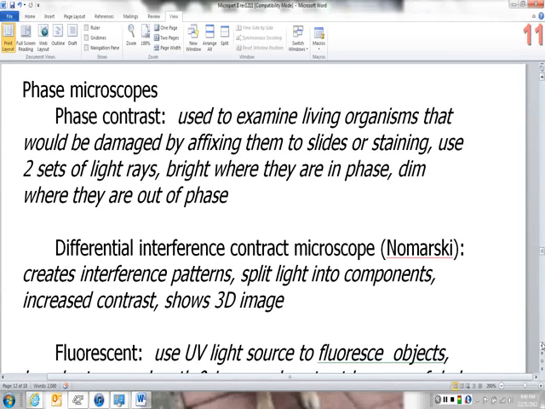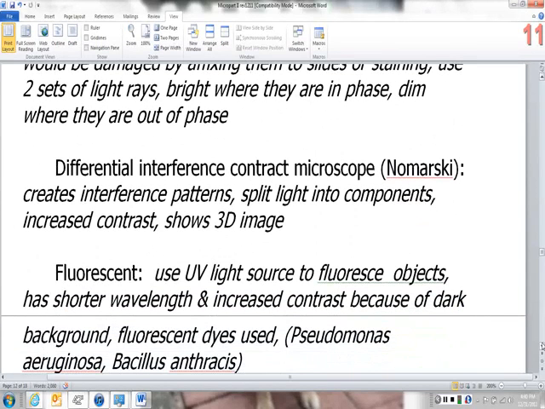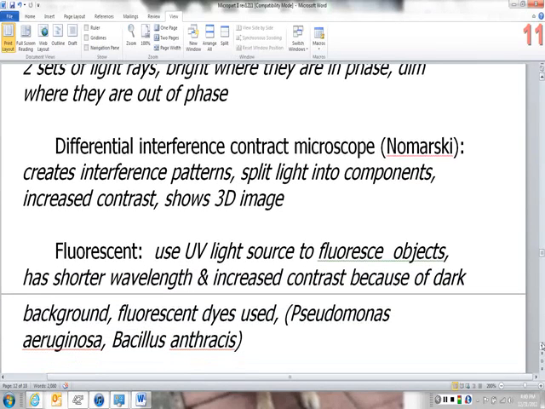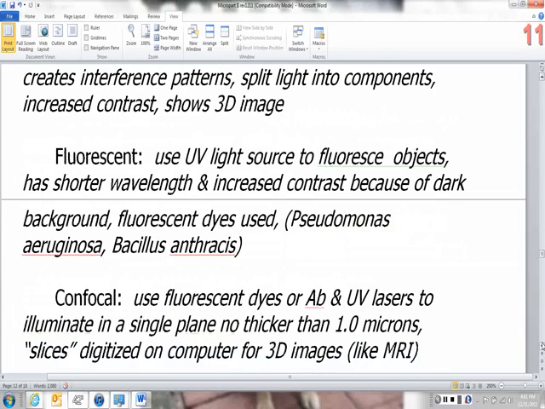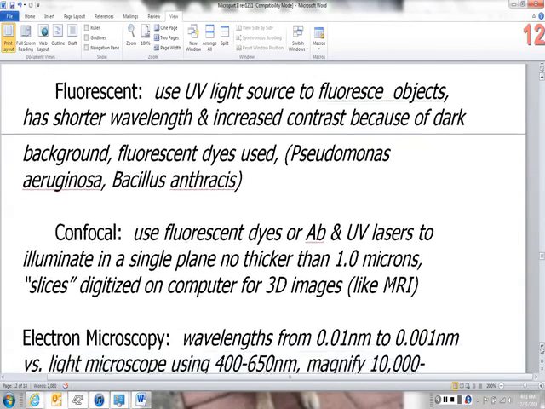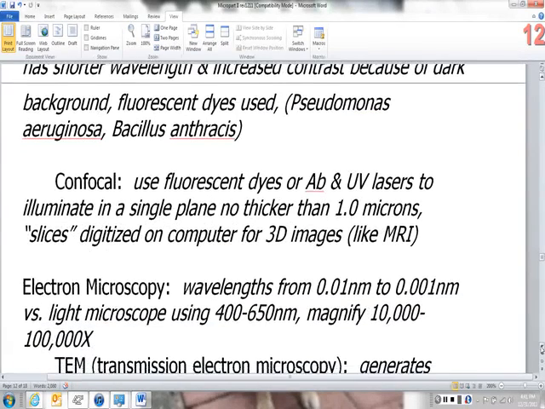Fluorescent microscopy uses a UV light source to fluoresce objects. It has a shorter wavelength and increased contrast because of the dark background. Fluorescent dyes must be used. This technique can be used to view some organisms like Pseudomonas aeruginosa and Bacillus anthracis. The confocal microscope uses fluorescent dyes or antibodies and UV lasers to illuminate objects in a single plane no thicker than 1.0 microns. The slices produced are digitized onto a computer to create 3D images similar to an MRI.